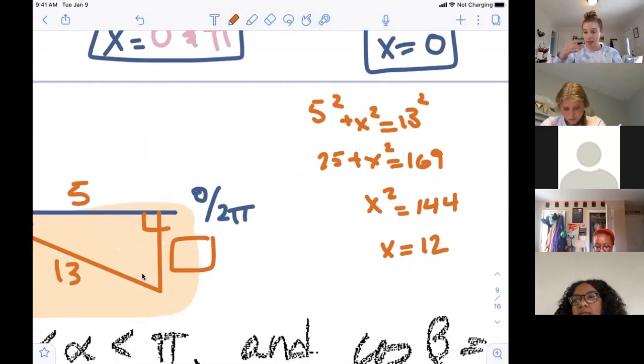And now since this is in the fourth quadrant, I'm going down for my opposite. It's not going to be positive 12, it's going to be negative 12.